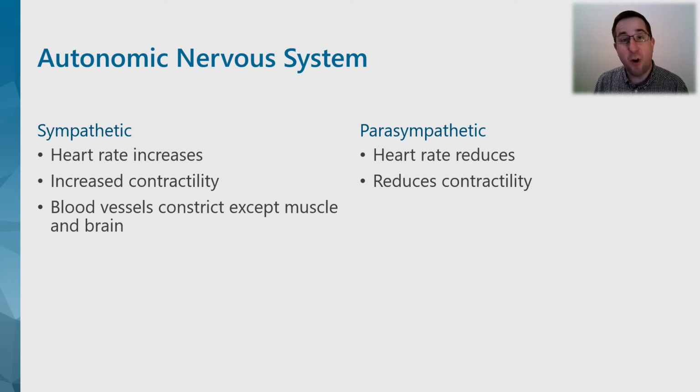The parasympathetic nervous system, or the rest and digest, reduces the heart rate and reduces contractility to rest, and allows more blood flow to the gut, for example, to allow digestion to take place.